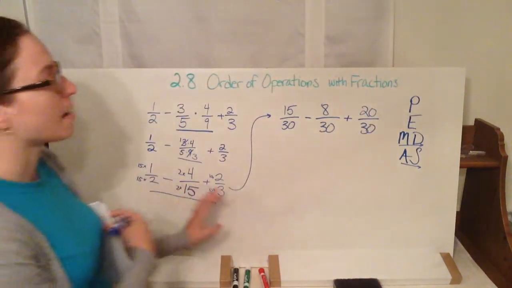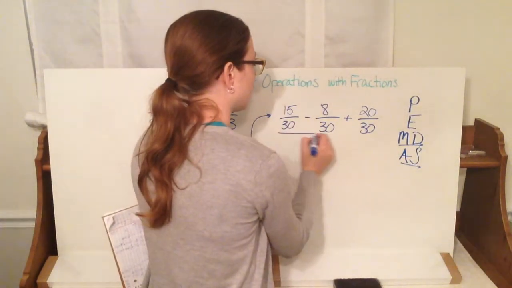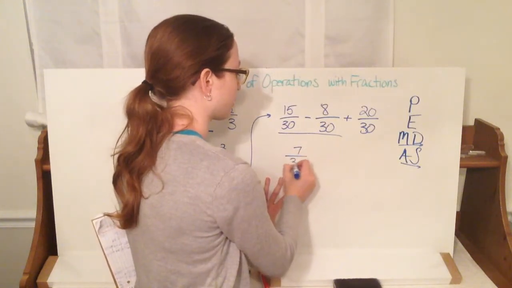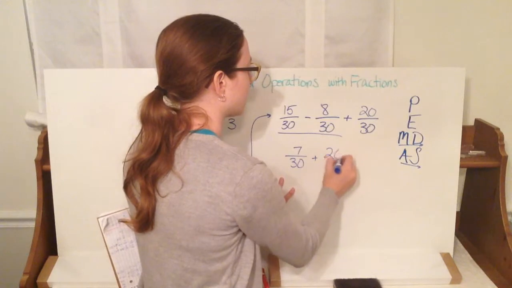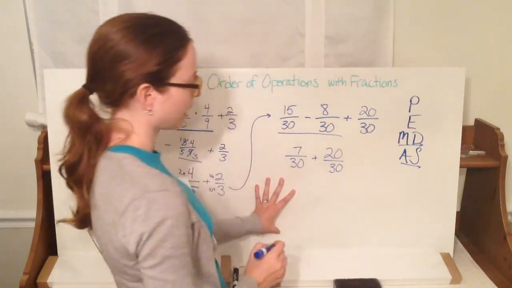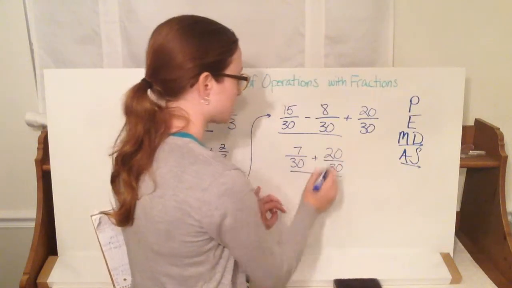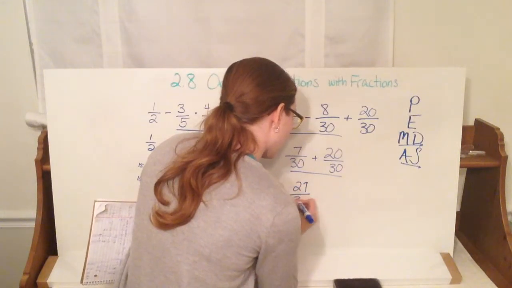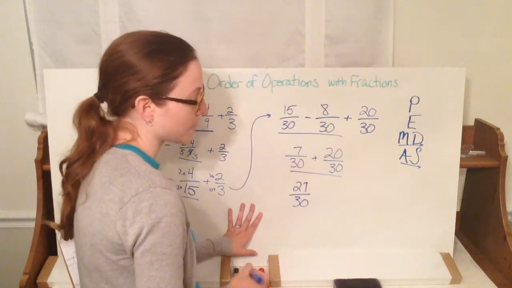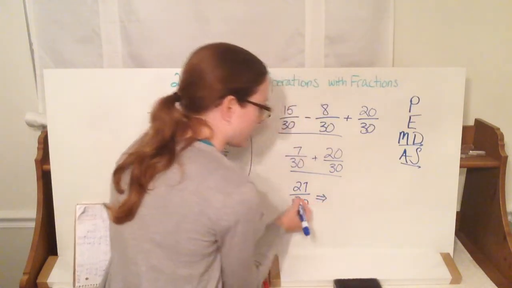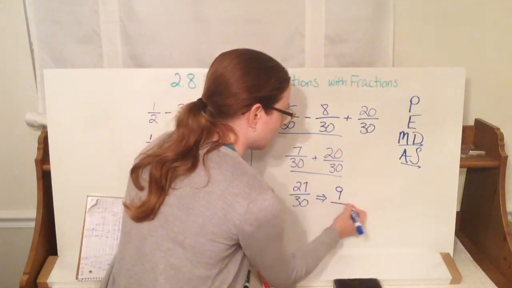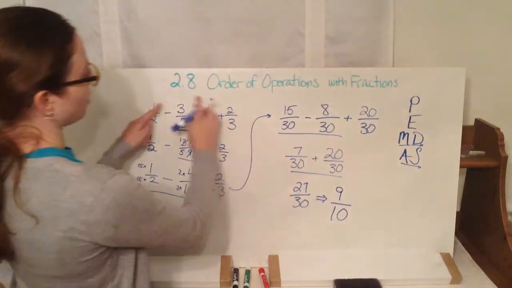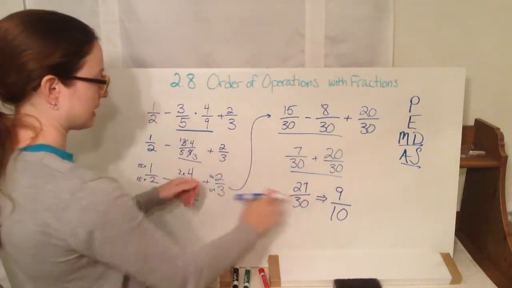So now that I have common denominators, I'll go from left to right. Do the subtraction first. 15 minus 8 is 7 over 30. And then I'm adding 20 over 30. 7 plus 20, that's my final step for solving, and I get 27 over 30, but that can be reduced by 3. So when I divide this by 3, I get 9. When I divide 30 by 3, I get 10. The answer to this order of operations problem is 9/10.